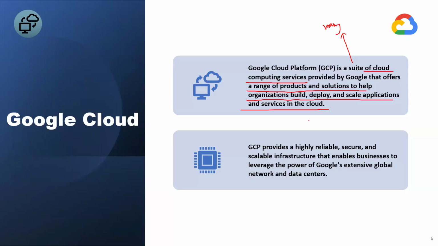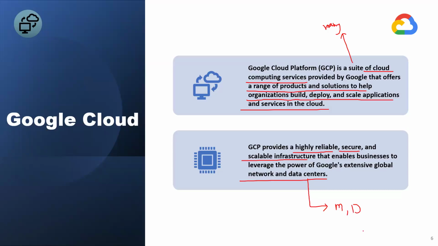Sir, can you tell me what are the characteristics of Google Cloud? Sir, Google Cloud is highly reliable, highly secure, scalable. It is providing you scalable infrastructure. It has its own infrastructure throughout the world. That means it has its data centers available throughout the world. The data centers are also available in India, in Mumbai as well as Delhi.